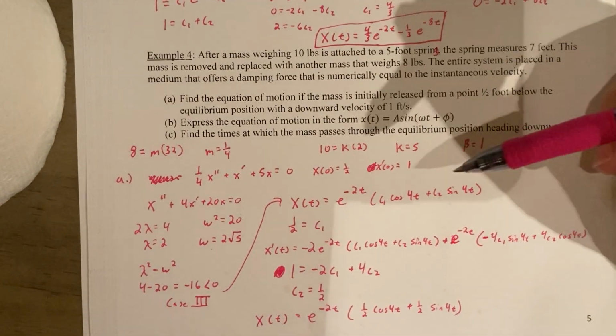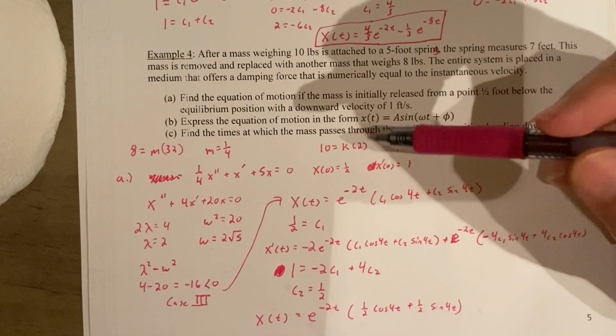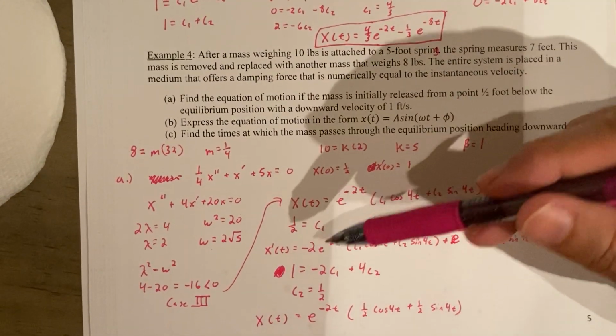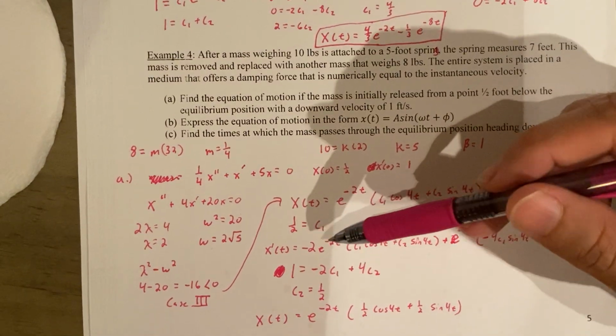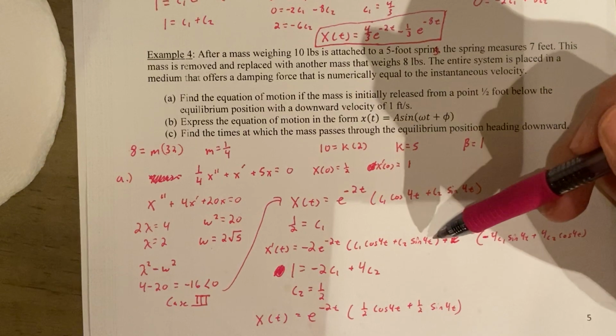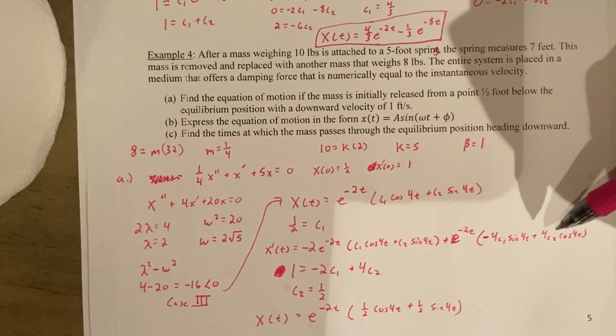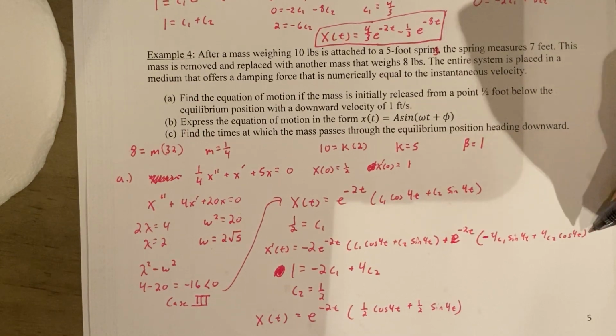To help us find our c sub 2, we're going to take the derivative of x of t, or the equation of motion. When we do that, we get negative 2e to the negative 2t times c sub 1 cosine of 4t plus c sub 2 sine of 4t, plus e to the negative 2t times negative 4c sub 1 sine of 4t plus 4c sub 2 cosine of 4t.